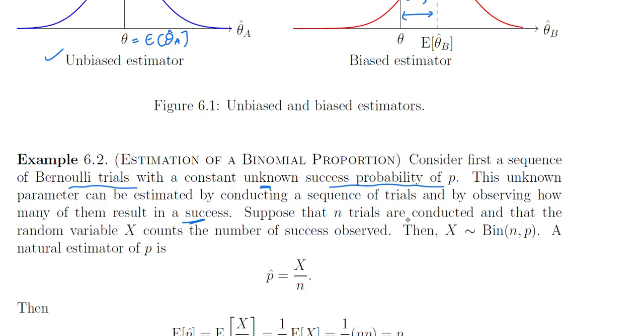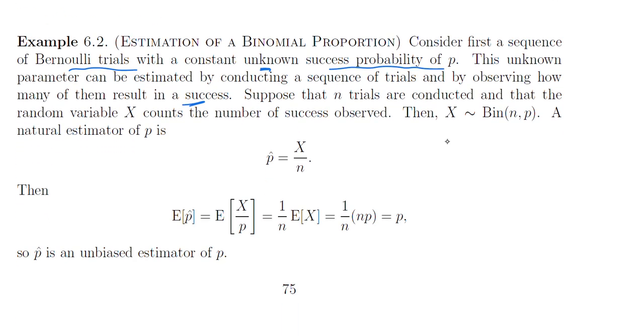So suppose that n trials are conducted and that the random variable x counts the number of successes observed. Then we know from the definition x is binomial, with the number of trials n and the success probability p. We know n, but we don't know p. P is unknown.